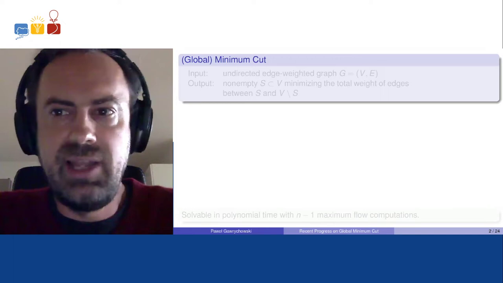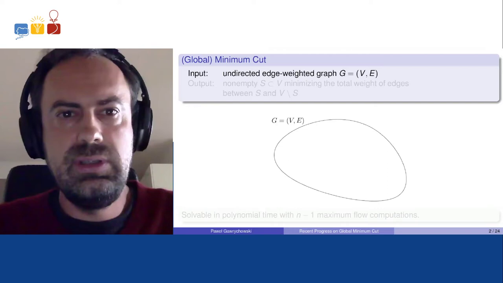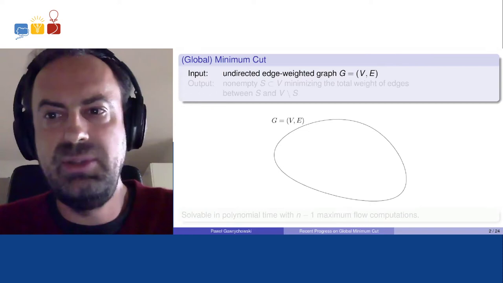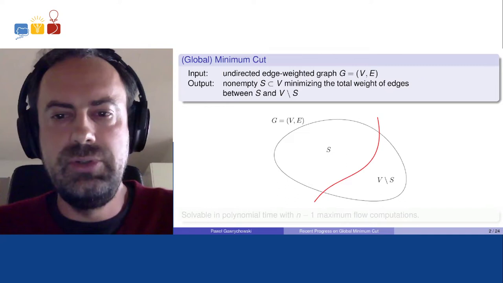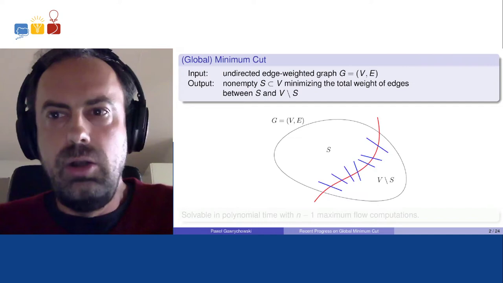And we want to partition the nodes of the graph into two parts. One of them is S and the other is the complement of S. And you want to choose this partition so as to minimize the total weight of edges that cross the partition. So one endpoint is in S and the other endpoint is not in S. Okay, so those are the blue edges in the figure. And the goal is to choose S so as to minimize this total cost.